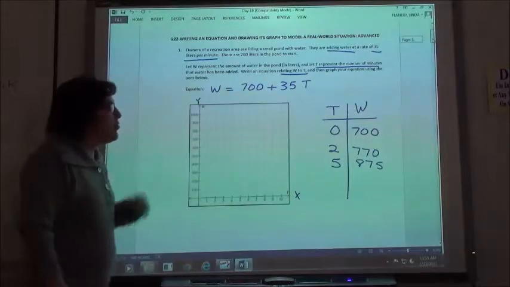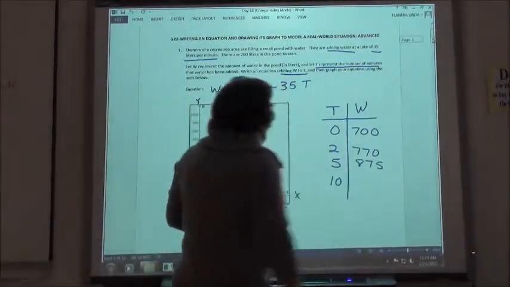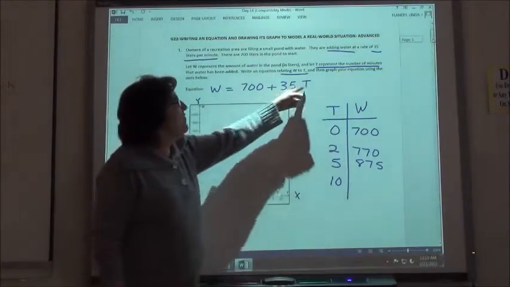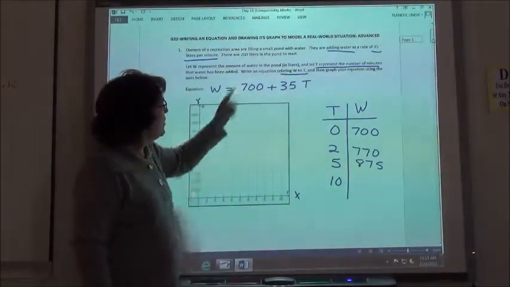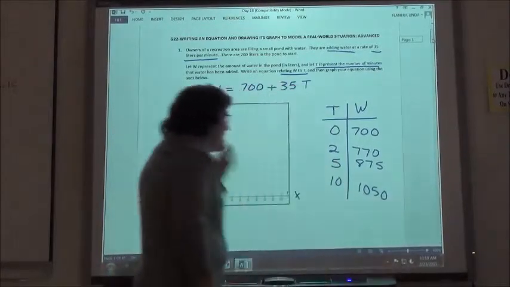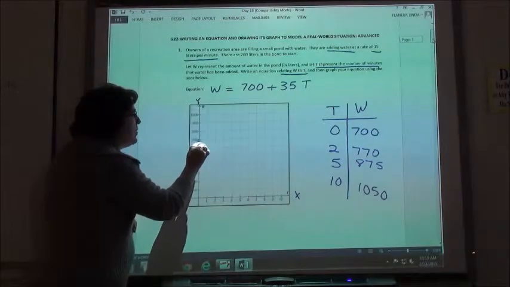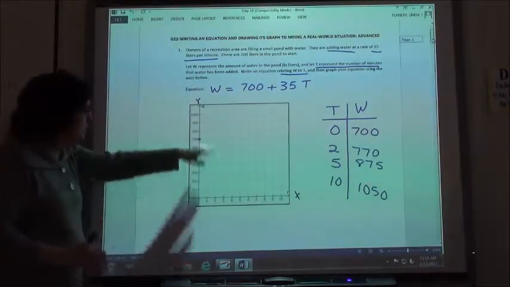Now I only need 2 or 3 points to draw my line, but just for fun, let's do 10 minutes because 10 is easy to do. 35 times 10 is 350. 350 plus 700, 1,050. Now you'll notice when you go to plot these, 0, 700 you can put on there nice, but the rest don't come out very nice.